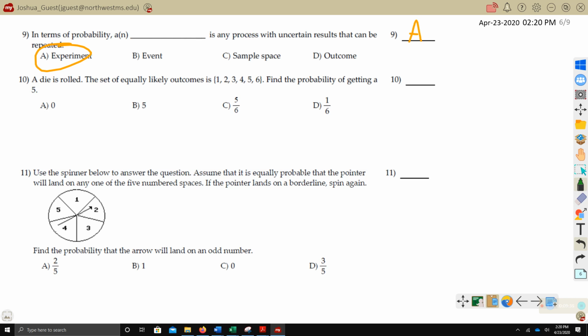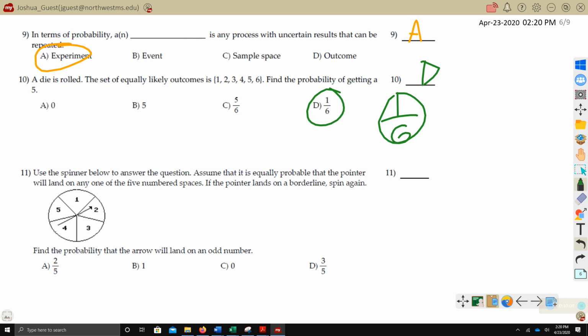A die is rolled. The set of equally likely outcomes is 1, 2, 3, 4, 5, 6. This is a fair 6-sided die. Find the probability of you getting a 5. So a 5 is 1 out of how many outcomes? 6. So which one is 1/6? That should be D. So then for number 10, the probability there should be D. Getting a 5, that's one outcome that works out of 6 possible outcomes, so 1 out of 6 is your probability.